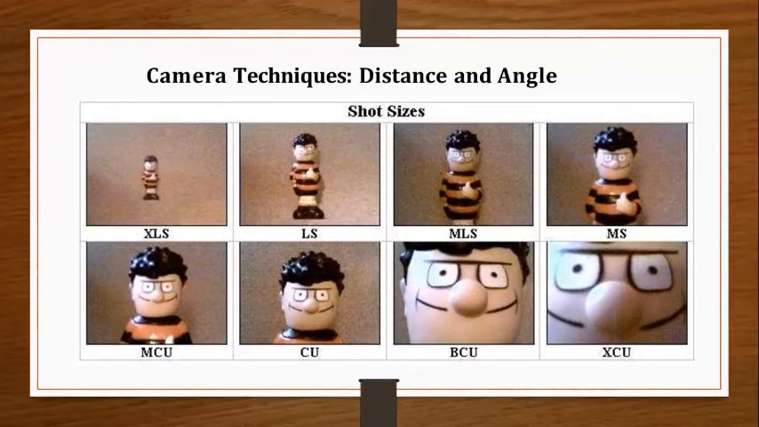Basic camera shots are those that refer to the indication of the subject size within the frame. There are different types: extreme long shot, long shot, medium shot, medium close-up, then close-up, big close-up and extreme close-up.